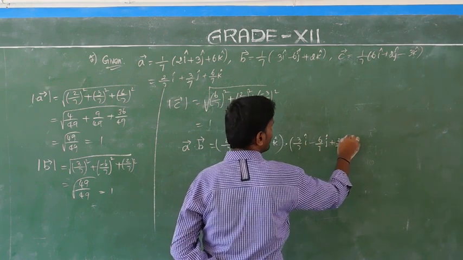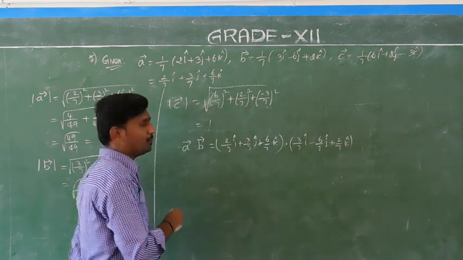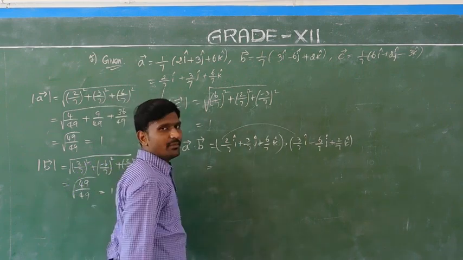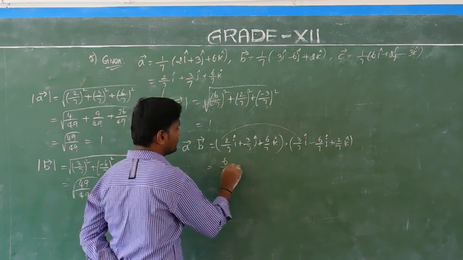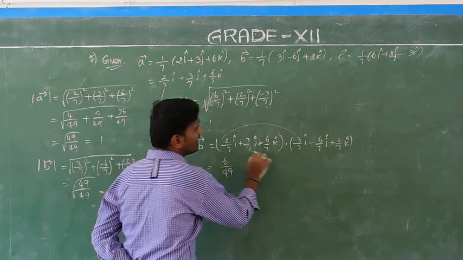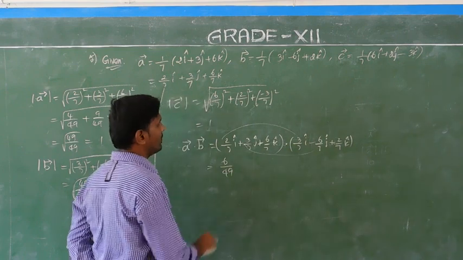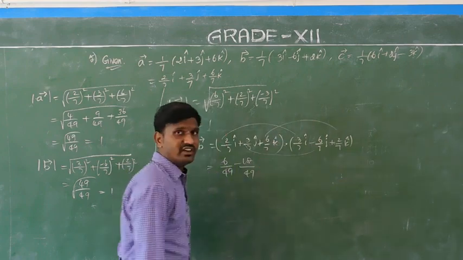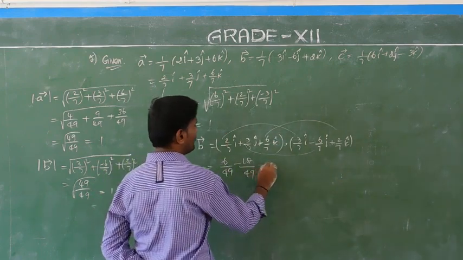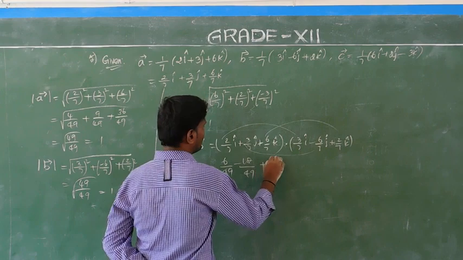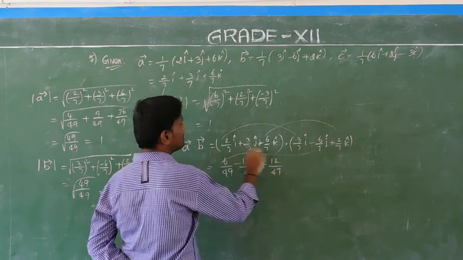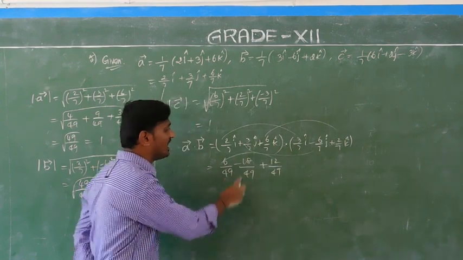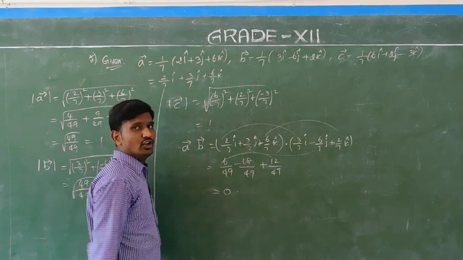3 by 7 i vector plus, or minus sorry, minus 6 by 7 j vector plus 2 by 7 k vector. So taking the dot product, 2 by 7 into 3 by 7, what will come? 6 by 49. Then 3 by 7 into 6 by 7, what will come? Minus 18 by 49. Then 6 by 7 into 2 by 7, what will come? 6 2s are 12 by 49. So how to simplify? 6 plus 12, 18 by 49 minus 18 by 49 equal to 0.